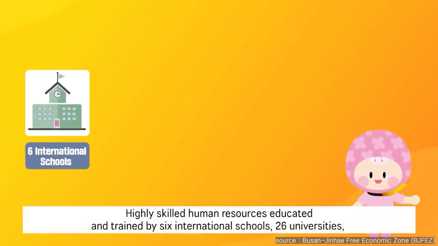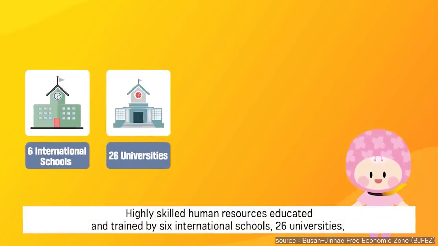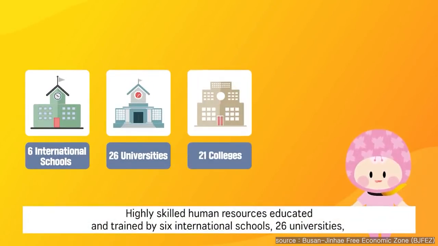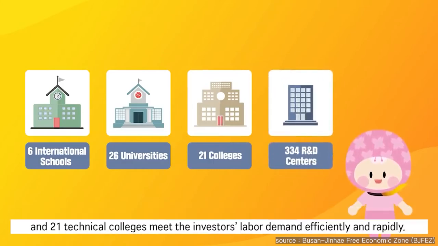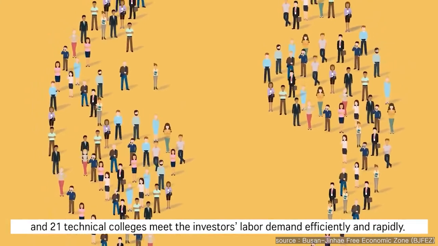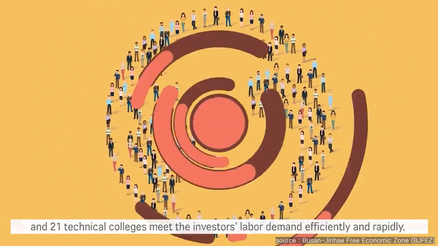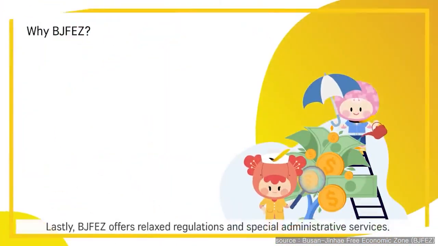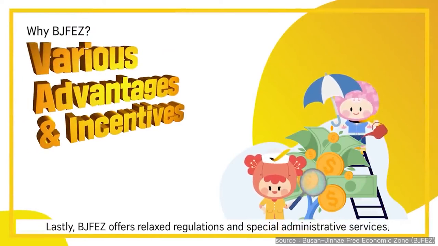Highly skilled human resources educated and trained by 6 international schools, 26 universities, and 21 technical colleges meet the investors' labor demand efficiently and rapidly. Lastly, BJ Fez offers relaxed regulations and special administrative services.